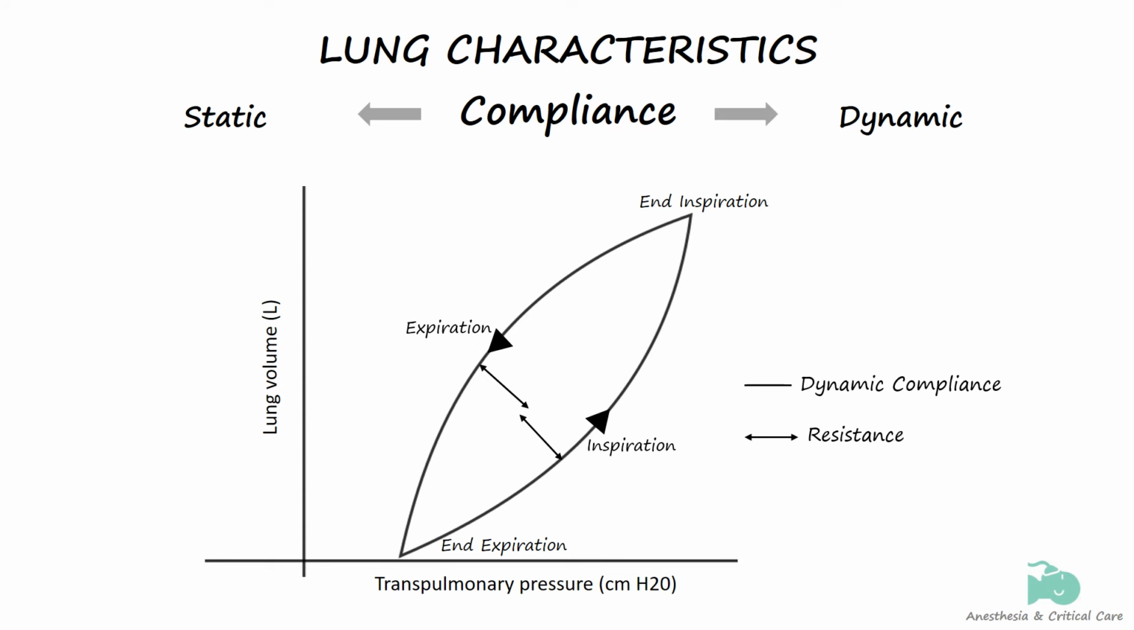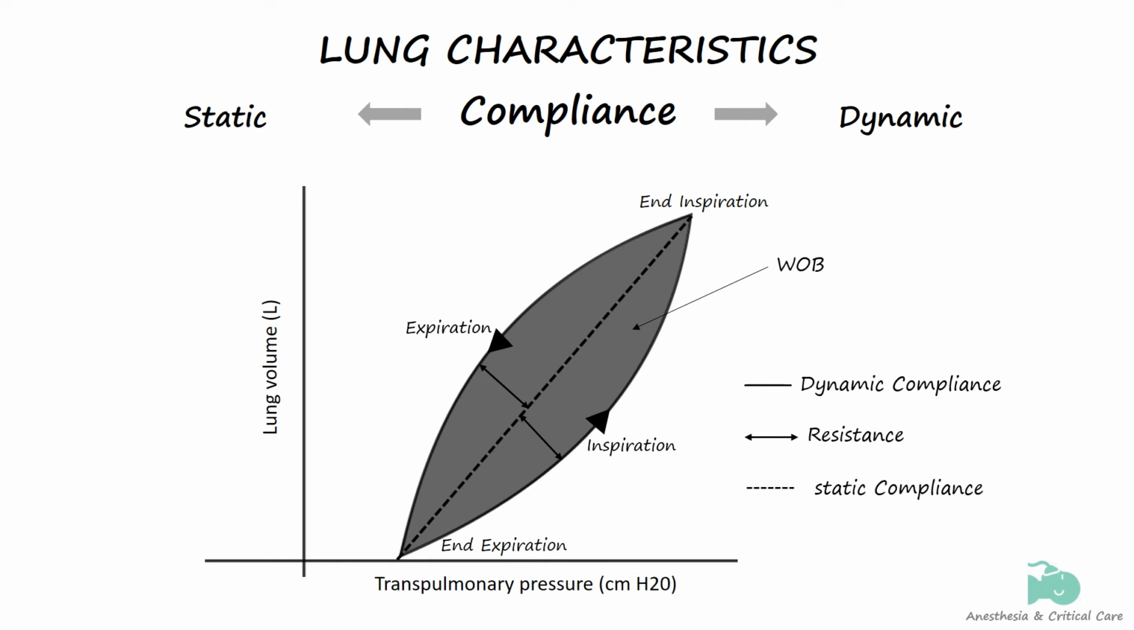In other words, the space represents the energy needed to overcome inspiratory or expiratory resistance, which is termed work of breathing. Static compliance is represented by the linear dotted line joining the end inspiratory and end expiratory points of the compliance curve because there is no air flow during that time. Once again, the detailed dissection of the pressure-volume loop will be carried out later in the ventilator graphic series.